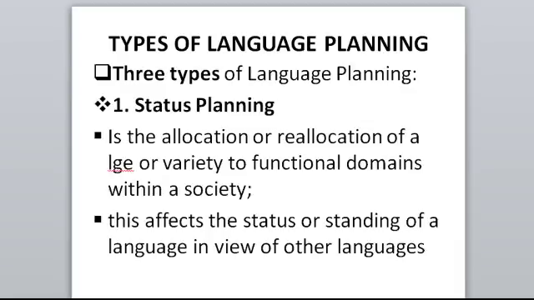This is the allocation or reallocation of a language or variety to functional domains within a society. So you allocate a language or you allocate languages to functional domains in a particular society. You are giving such languages some kind of position. This affects the status or the standing of a language in view of other languages in the society.